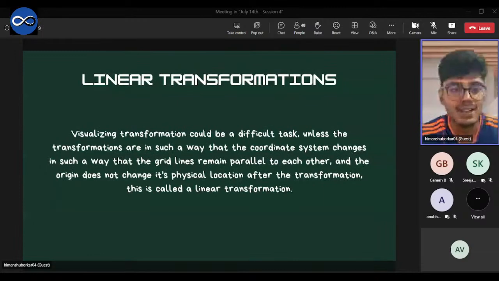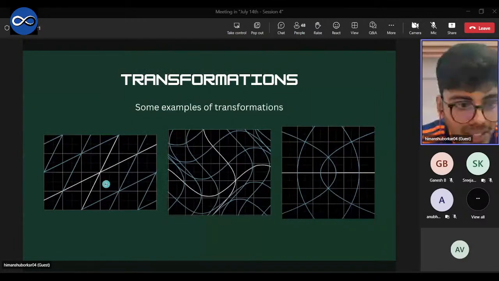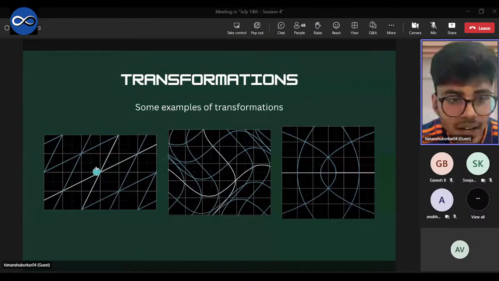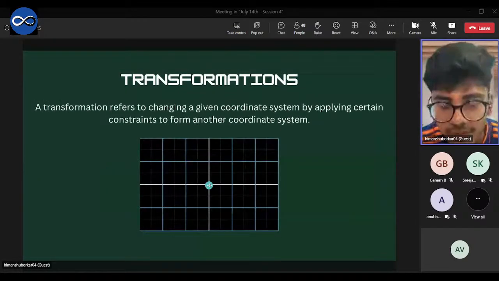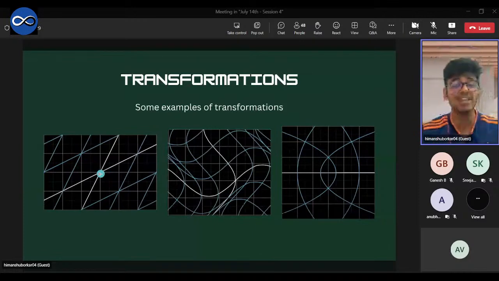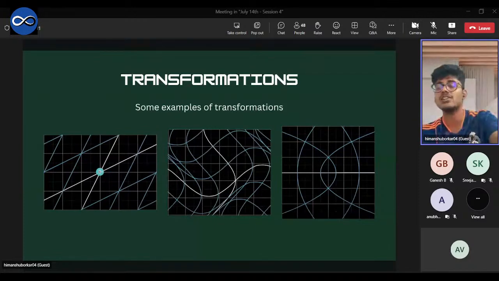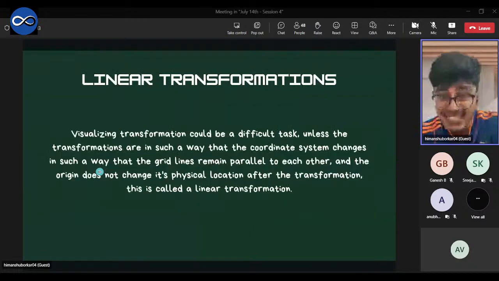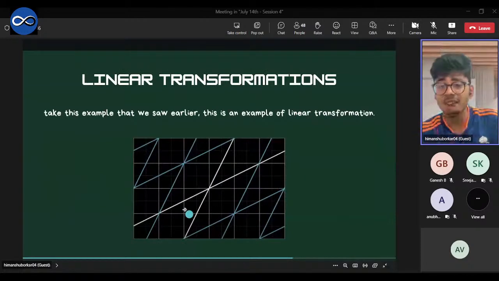What I mean by that is that, as you can see, this is the original origin of the standard Cartesian plane, and this is the origin of the transformed plane as well. So in this case, the origin has not changed. So I can see that this is indeed a linear transformation.